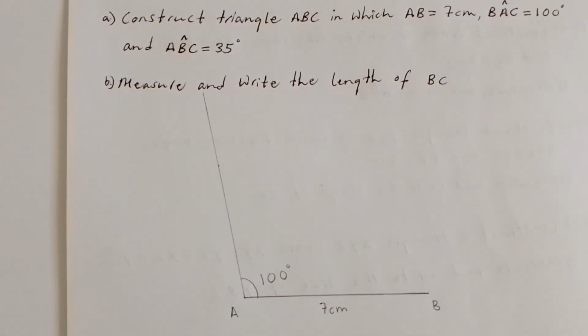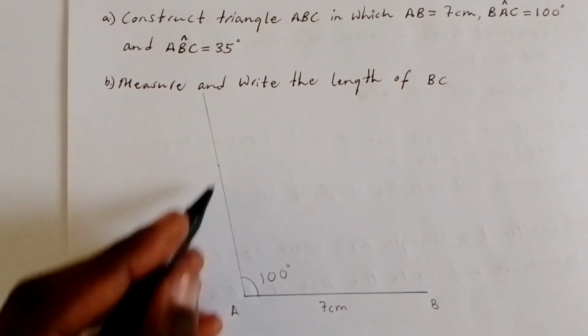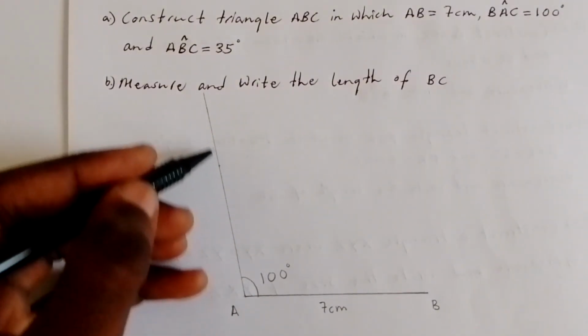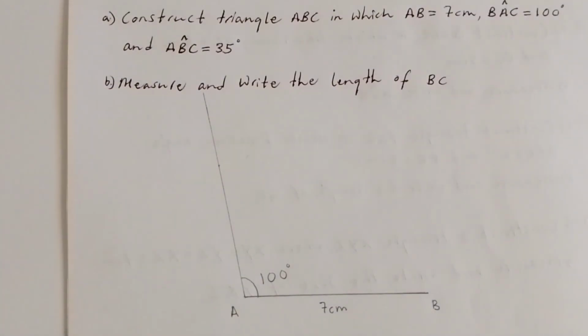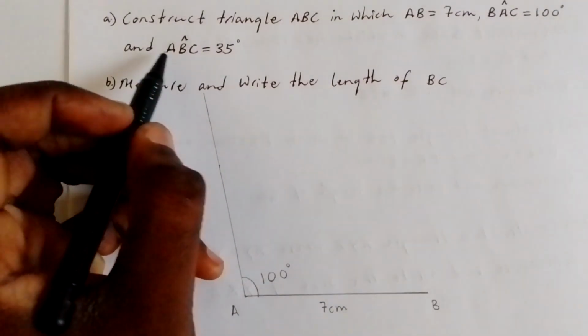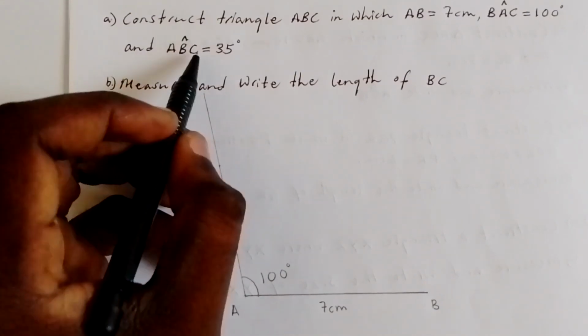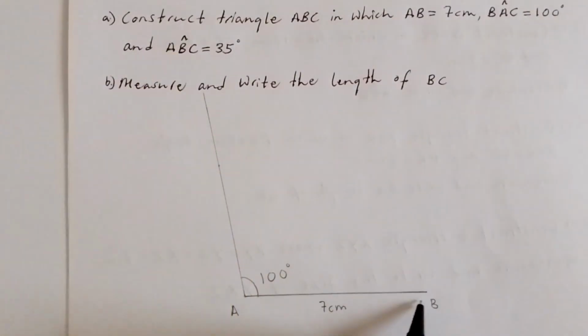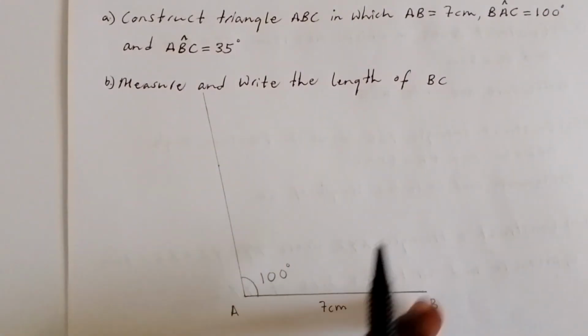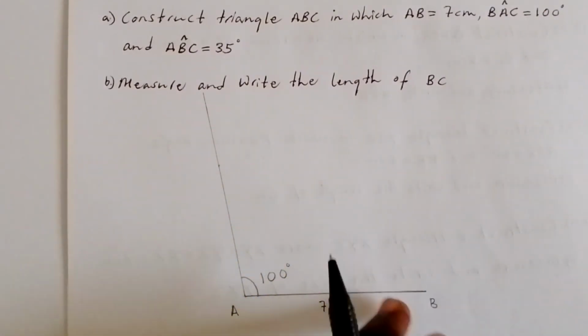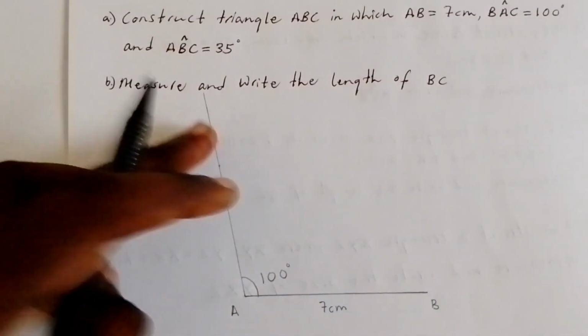We have C somewhere, anywhere along this. It can be here, anywhere. So what will help us know exactly where that angle is? It's this other angle, which they said angle ABC. ABC means the angle at B. So we just construct a 35-degree angle here, then we draw a line that is going to meet up with that one there.